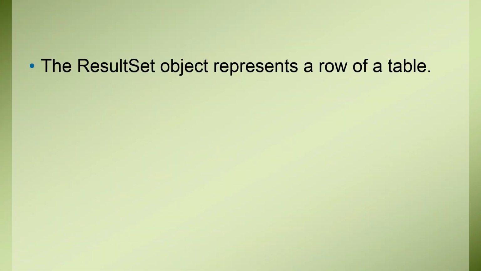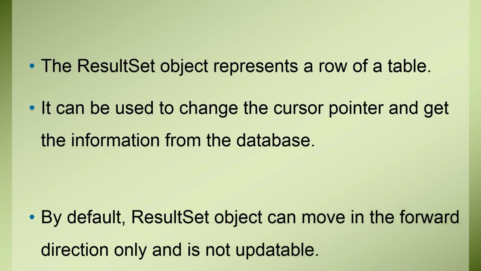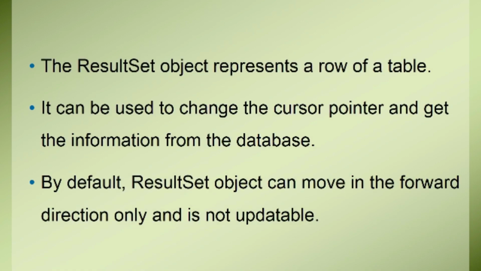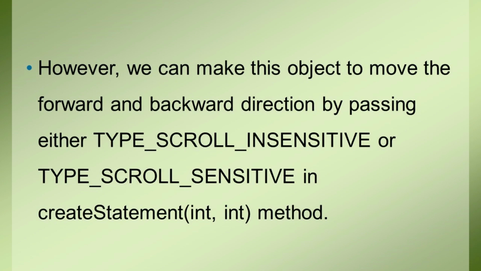What is the JDBC ResultSet interface? The ResultSet object represents a row of a table. It can be used to change the cursor pointer and get the information from the database. By default, the ResultSet object can move in the forward direction only and is not updatable. However, we can make this object move in the forward and backward direction by passing either TYPE_SCROLL_INSENSITIVE or TYPE_SCROLL_SENSITIVE in the createStatement(int, int) method.